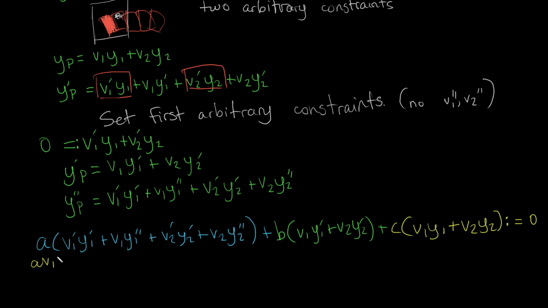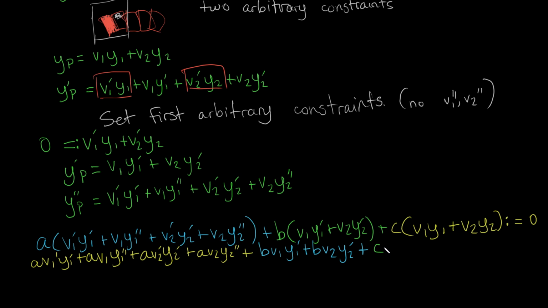We're going to get a v1 prime y1 prime plus a v1 y1 double prime plus a v2 prime y2 prime plus a v2 y2 double prime. So I just did the a term, plus b v1 y1 prime plus b v2 y2 prime, and now c times v1 y1 plus c times v2 y2. I don't know why I'm cycling colors like this; it has no significance. It's a bit odd. Okay, now we have quite a mess of an equation, but we can do some cool stuff with it, and what I mean is we can factor things nicely.